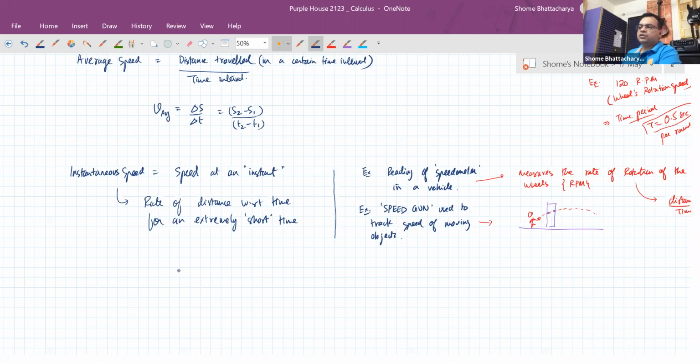So by extremely short interval of time, we mean that, in terms of measurement, the shorter the interval of time, the better the accuracy of our measurement, right? So if the interval is extremely short, then it is extremely accurate in measuring the instantaneous speed. Is this point clear to all of you? Yes, sir. Okay.